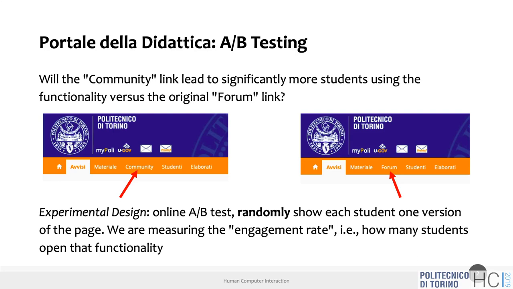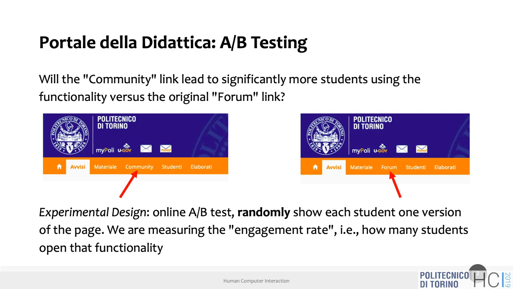We have these two versions deployed, and we randomly show each student either the original version or the alternative version. So we would like to have more or less 50% of students using the teaching portal in this version and 50% in the other. But notice that it is a random assignment, because we cannot control the population, we cannot select people exactly, because who knows who will log in on the specific day when we are conducting the experiment, or in the week we are conducting the experiment.